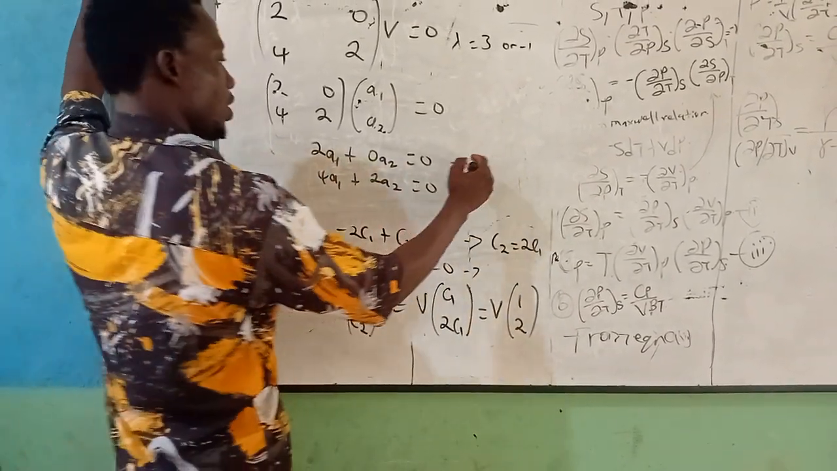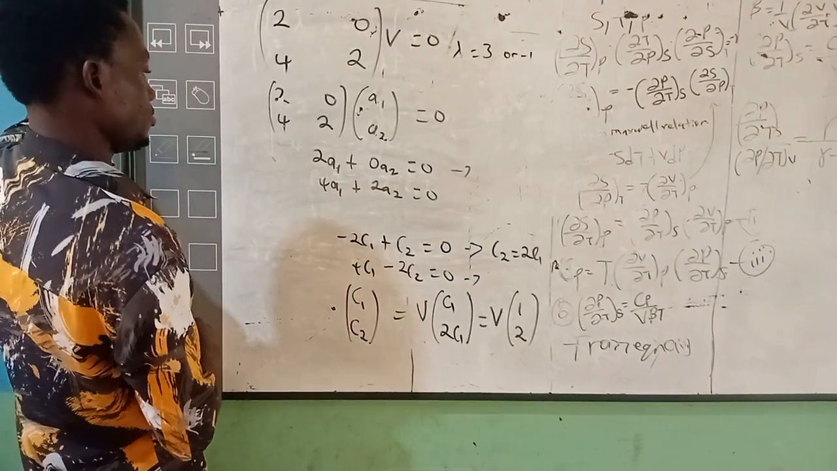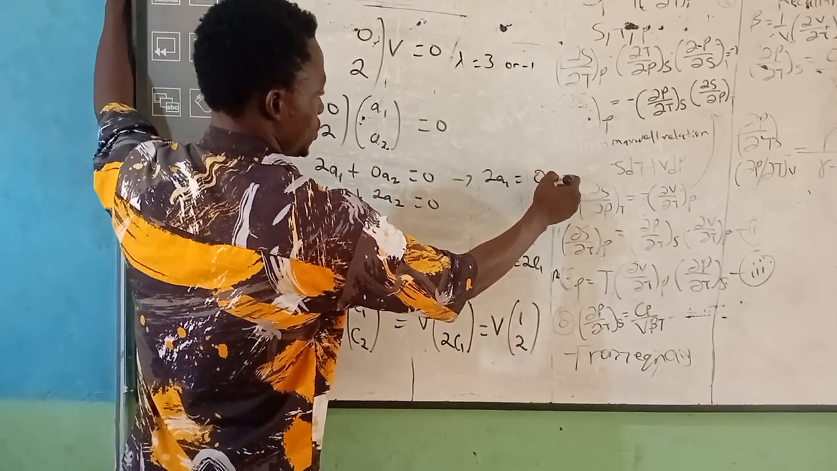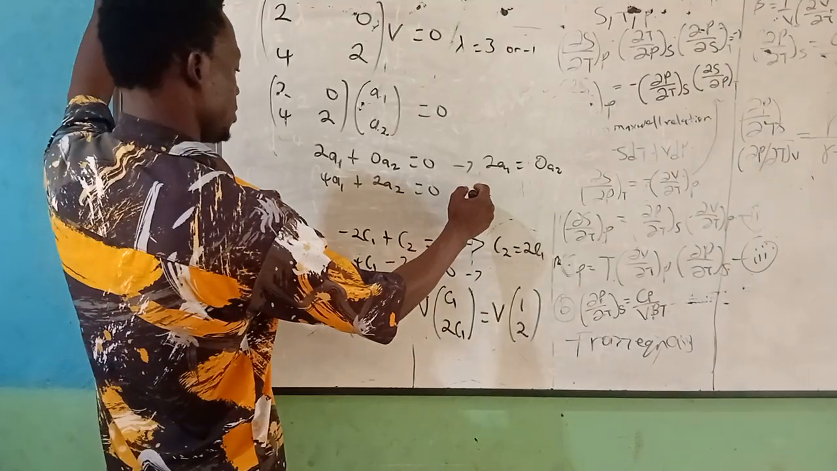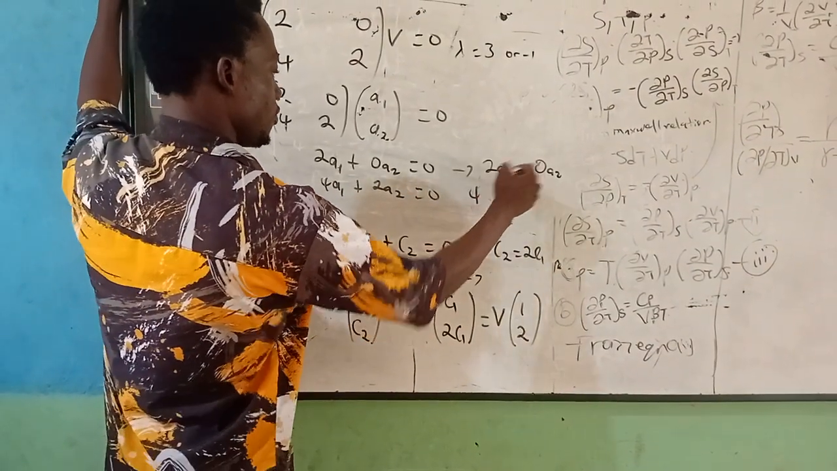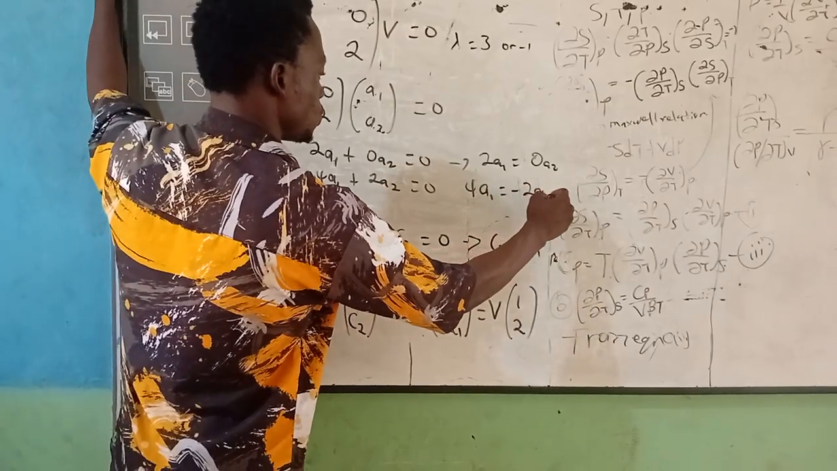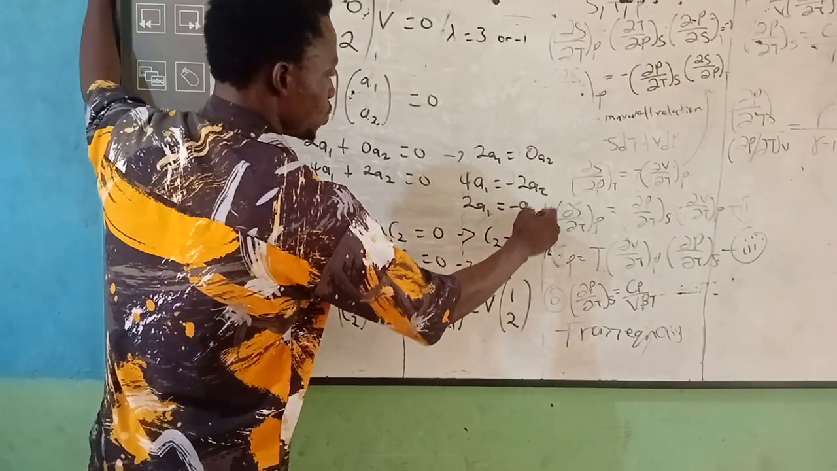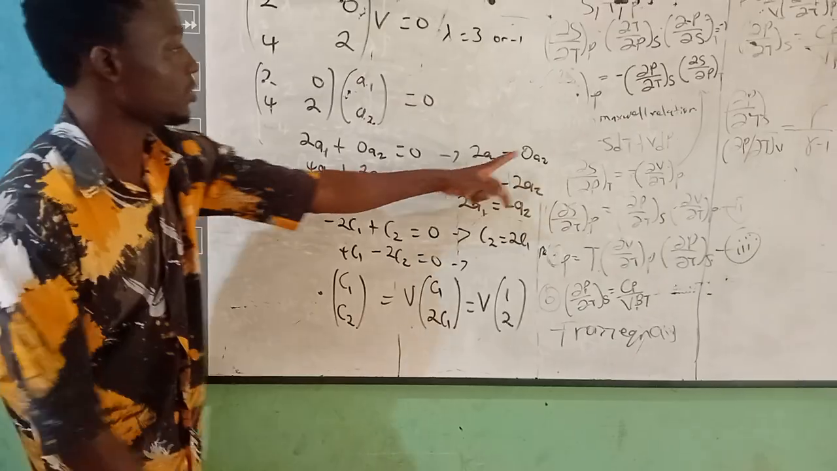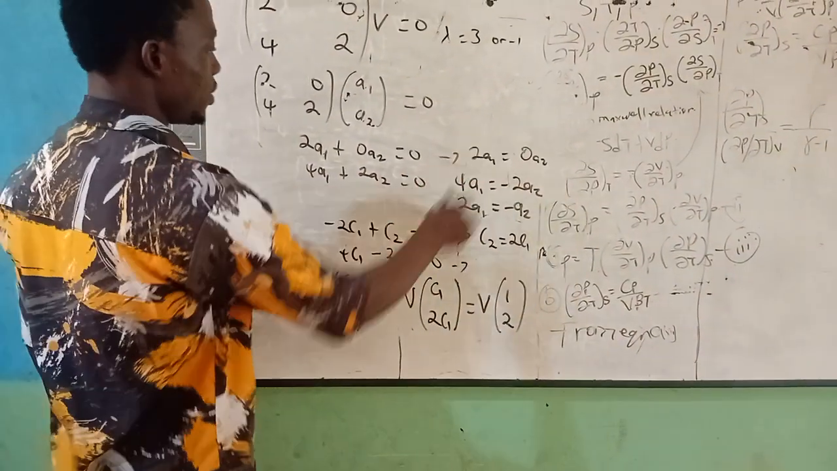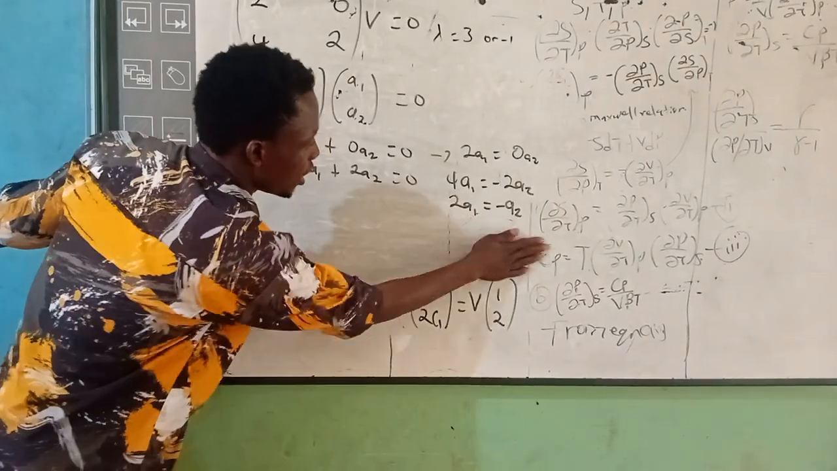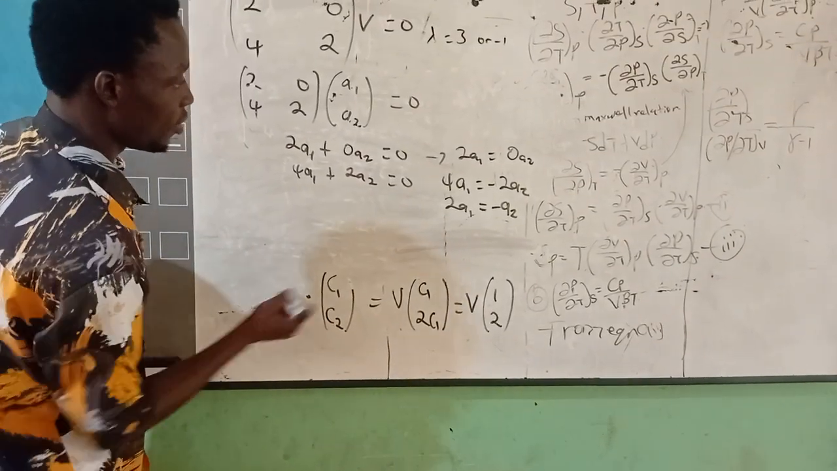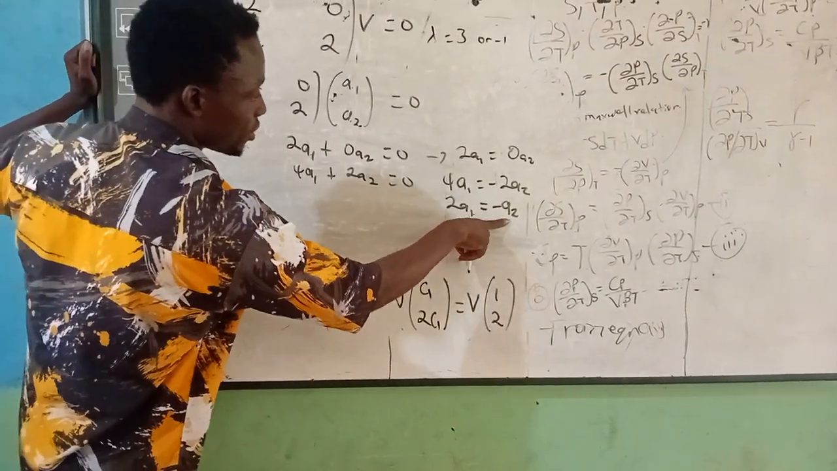So this one will give us 2A1 equals 0A2. For the other one we have 4A1 equals minus 2A2. If you divide both sides by 2, that means 2A1 equals minus A2. Because this guy is 0, we don't need that first part because we have a 0 here. So we are not dealing with that one. We are making use of the one that we have a value for. So we have 2A1 equals minus A2.